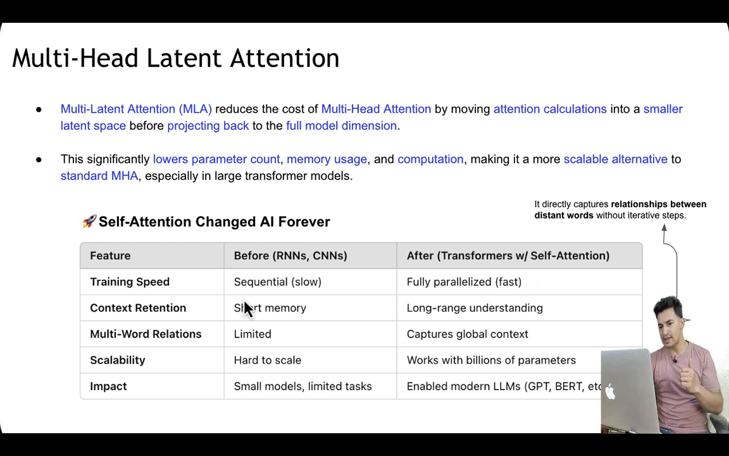So because of this parallel nature, it fully parallelized the way in which we were providing the input. So self-attention was able to have long range understanding, it was able to capture global context, it was able to work with billions of parameters, and it led to the discovery of LLMs like GPT, BERT, DeepSeek, and so on.